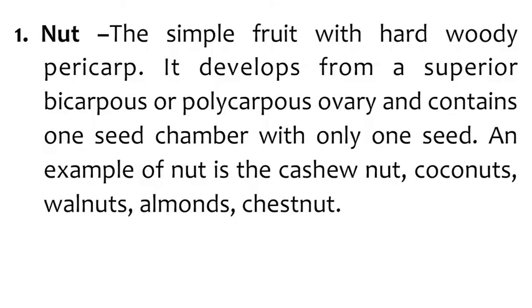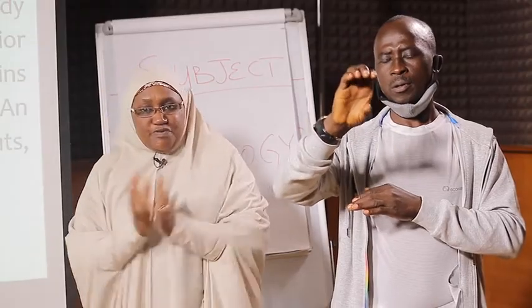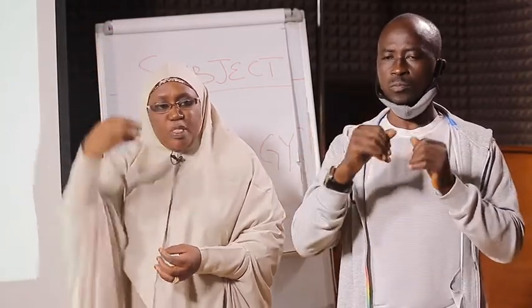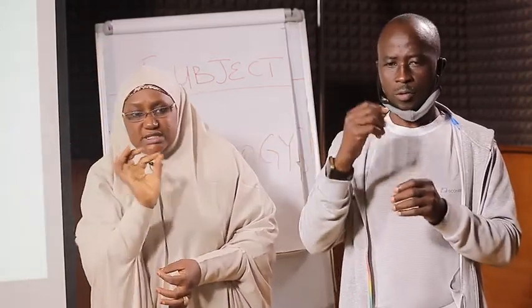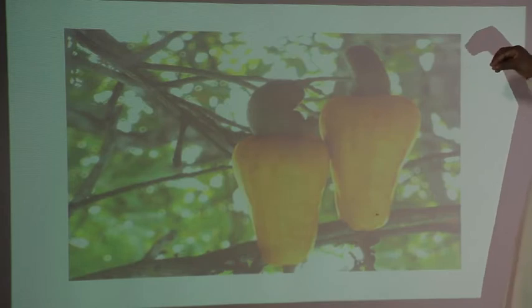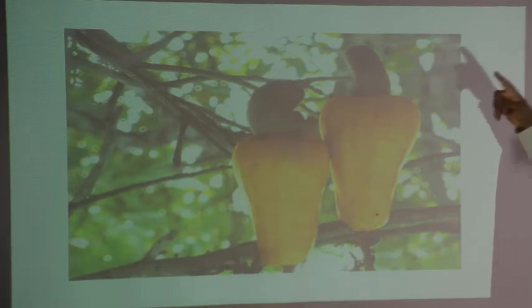What is a nut? A nut is a simple fruit with a hard woody pericarp. It develops from a superior bicarpellary or polycarpellary ovary and contains 1 seed chamber with only 1 seed. An example is the cashew nut. My students, cashew is very common in our environment. So the nut, not the fleshy part of the cashew, but the nut which you hold when you are eating the cashew fruit. We have the picture of the cashew. What is up here, the place you hold when you are eating the cashew, that is the nut.